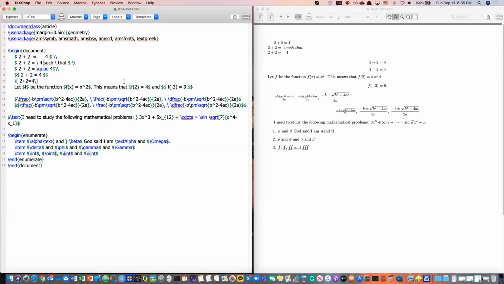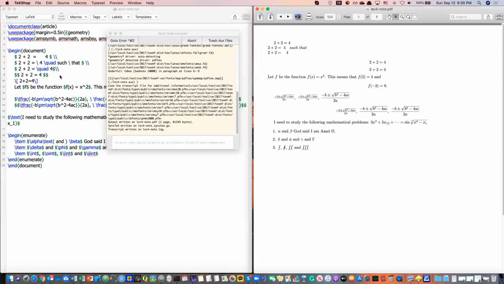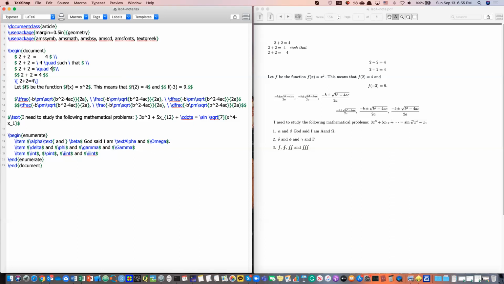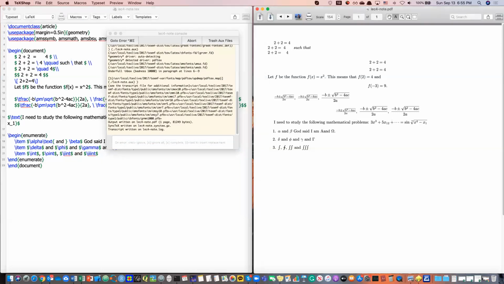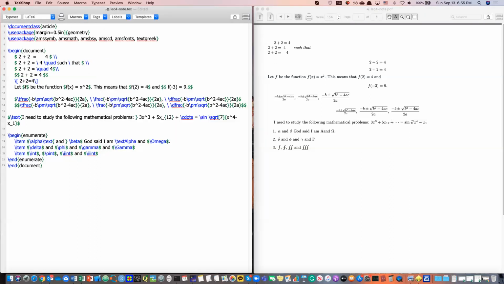Then let me put a quad. Also, there is a qquad, which gives a double space. Anyway, you see the style of the font for "such that" is different, right? The style is different. So keep in mind this.